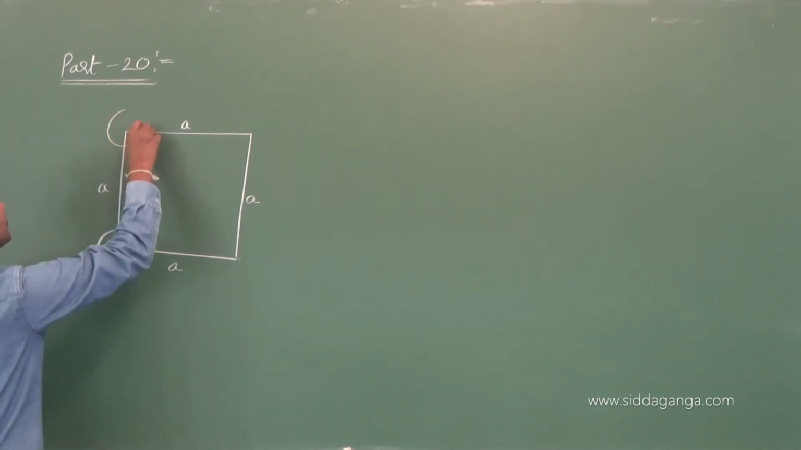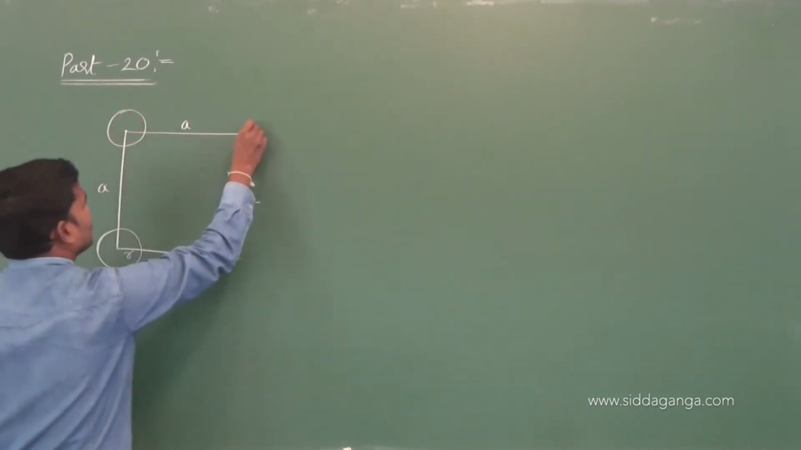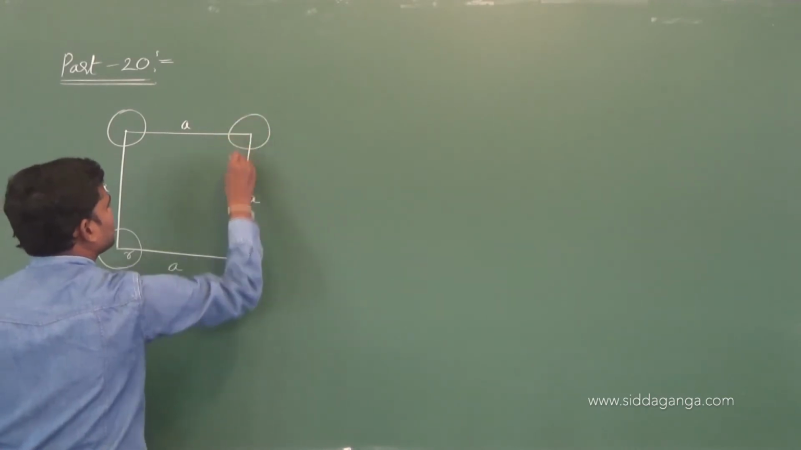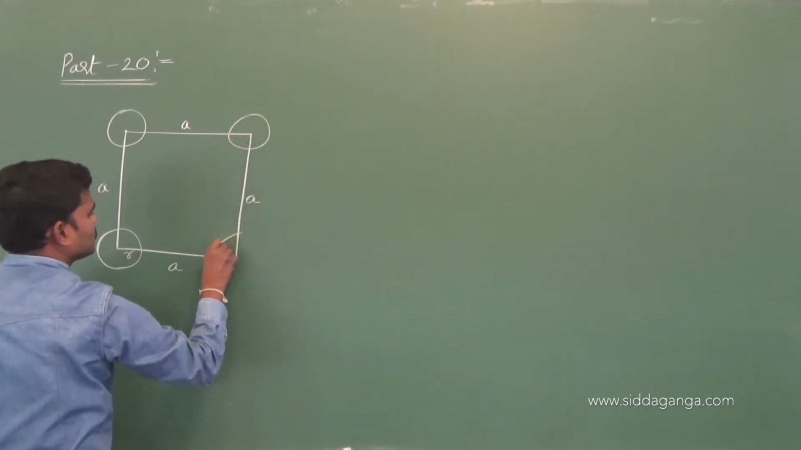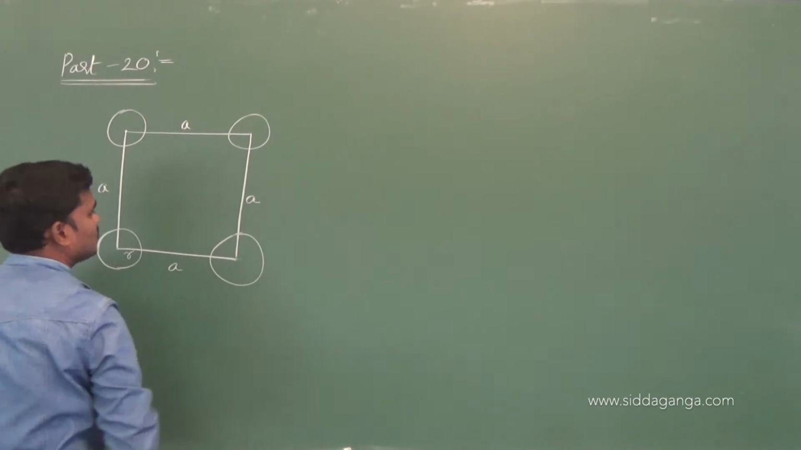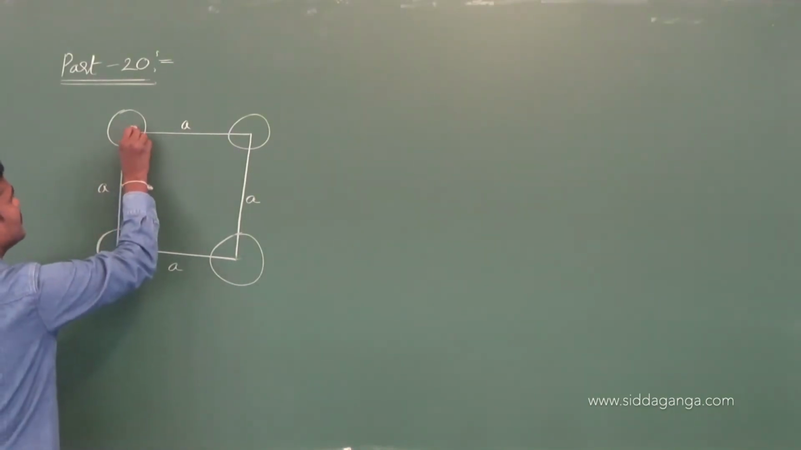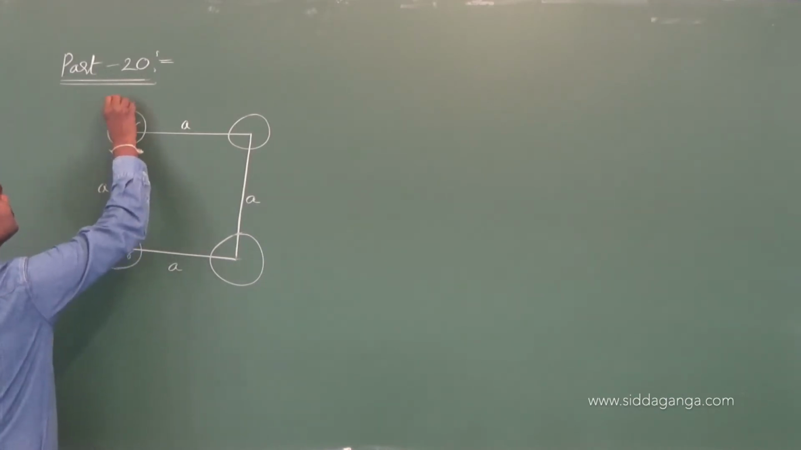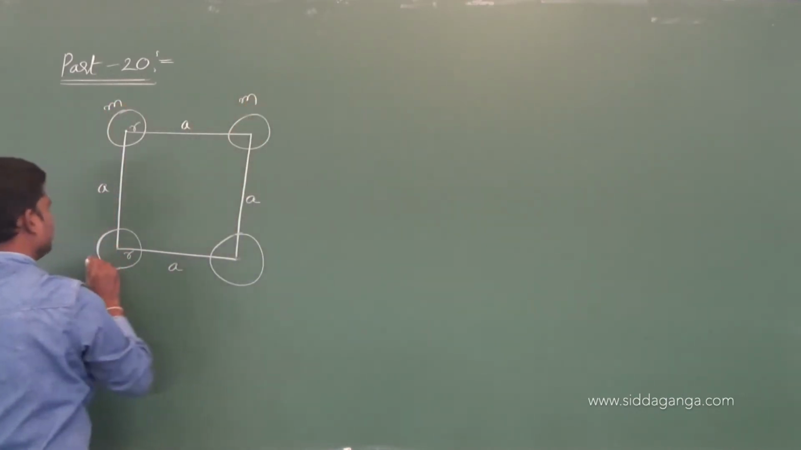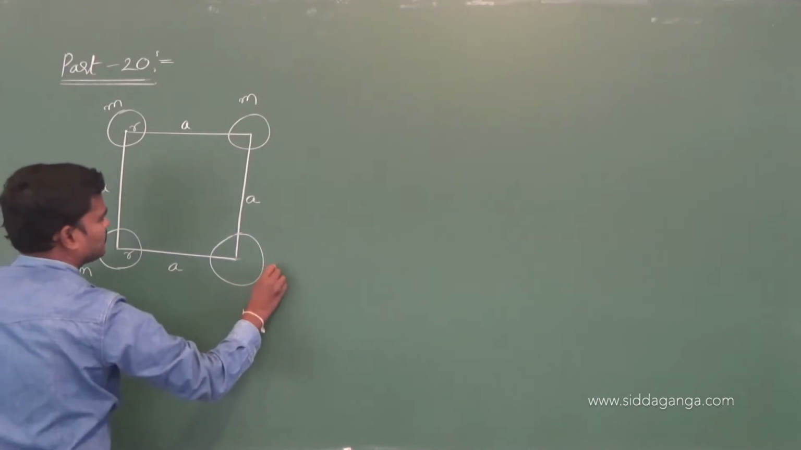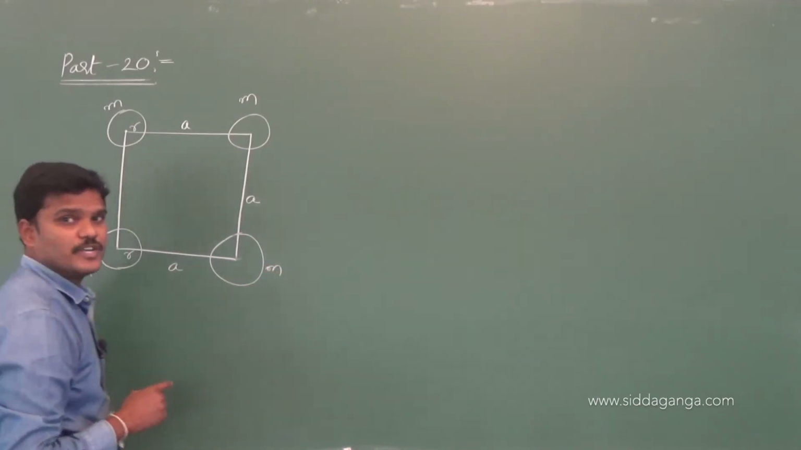One more solid sphere is placed, the radius is r. One more solid sphere. Okay, with equal radius, you draw correctly, equal radius, r is the radius. Each mass, let us suppose, is m.